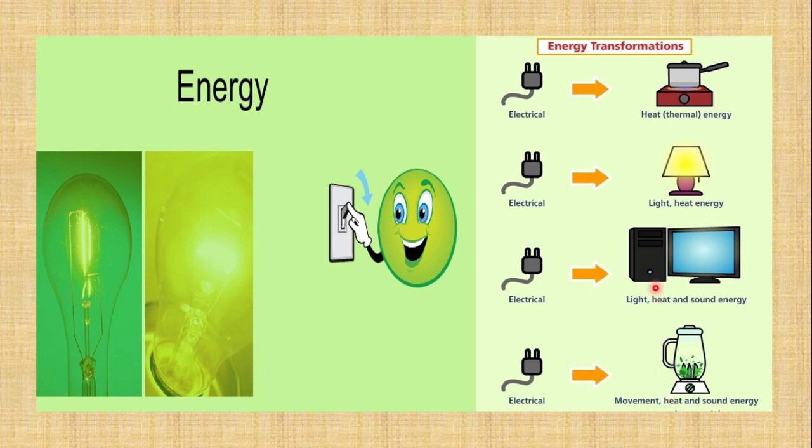So can you name now where the multiple transformations are, where more than one form of energy is formed? Yes, the second, third and fourth cases. While the first one is the case where there is only one input and one output, electrical energy just converting into heat energy. So it is the single transformation.